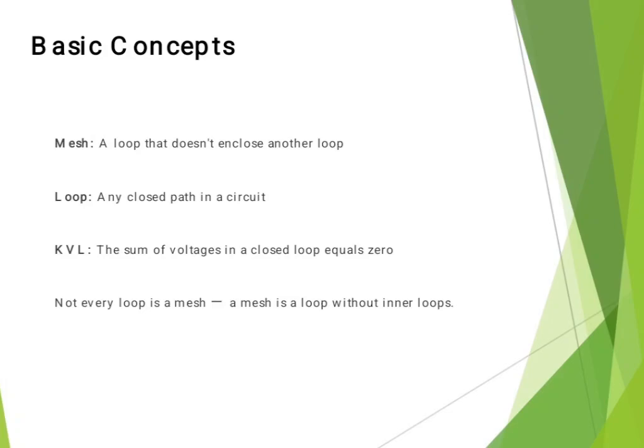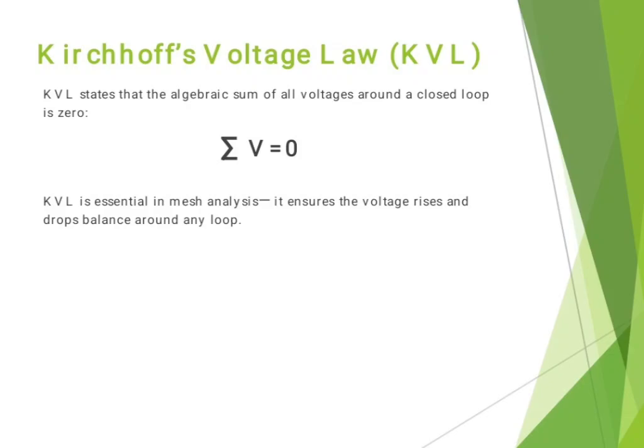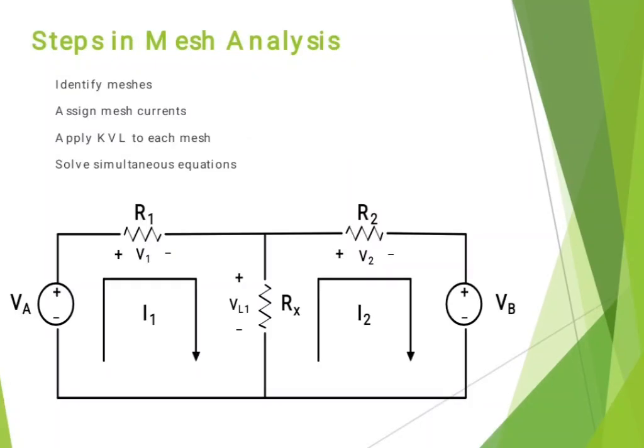KVL states that the algebraic sum of all voltages around a closed loop is 0. So KVL is essential in mesh analysis. It ensures voltage rises and drops balance around any loop. That means the summation of voltages around a closed path is equal to 0.